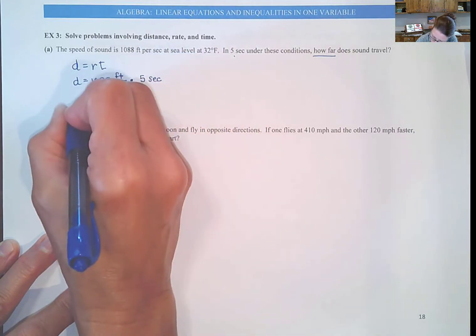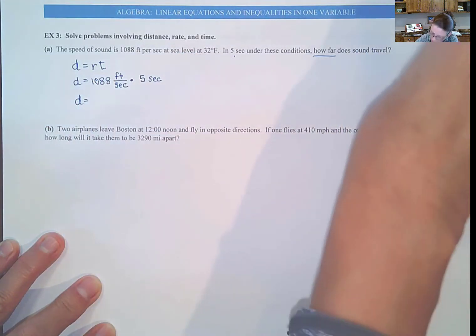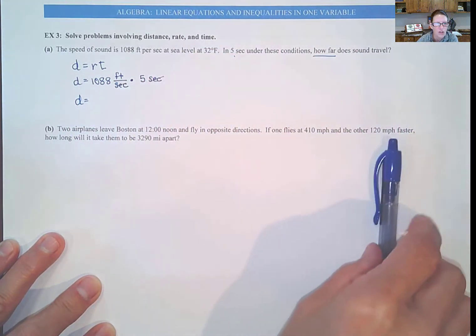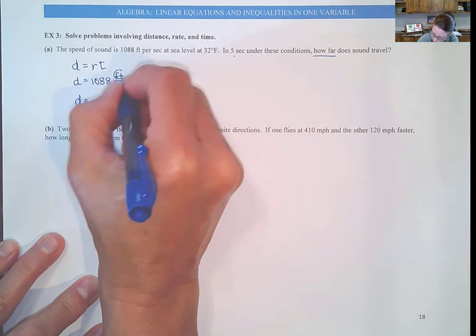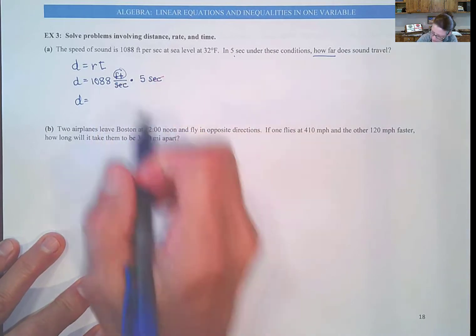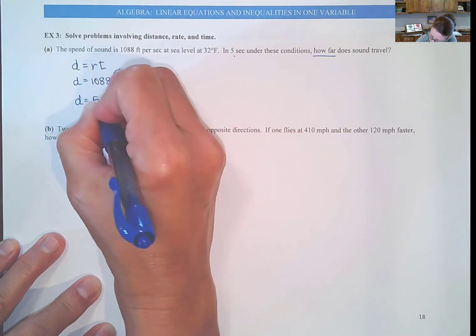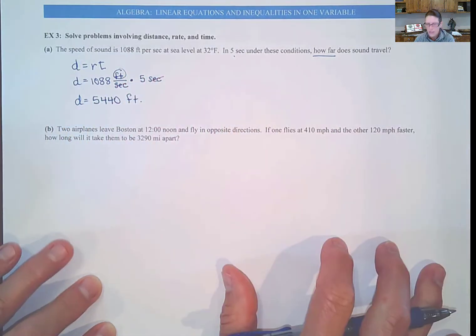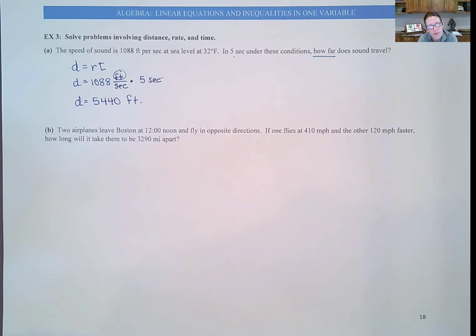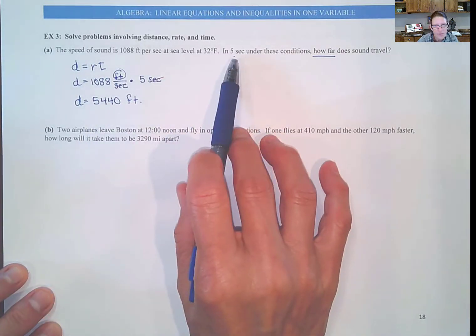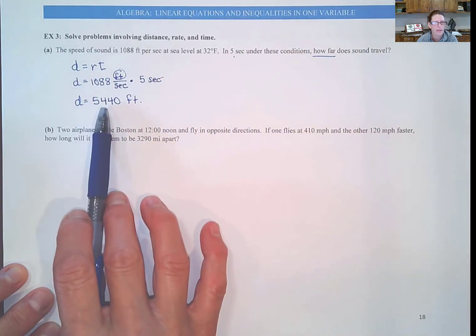Now, I've left the units in here so that you can see how they divide out. Seconds in the denominator divides out seconds in the numerator and leaves our units here in terms of feet. And 1,088 times 5 is 5,440 feet. So under these conditions, sound travels 5,440 feet in 5 seconds. Okay, that's approximately a mile.